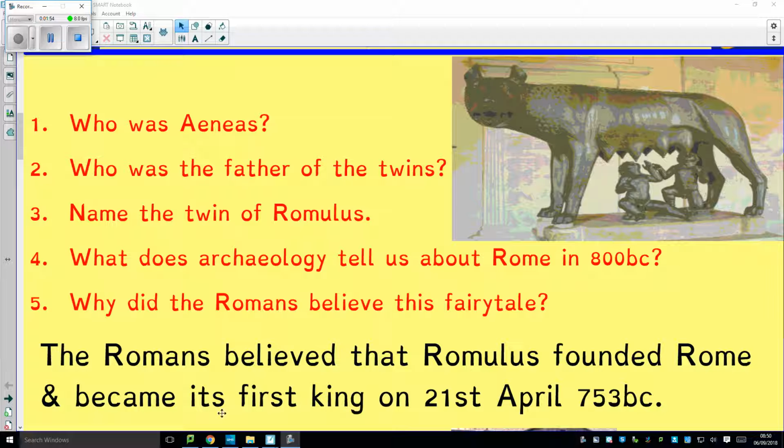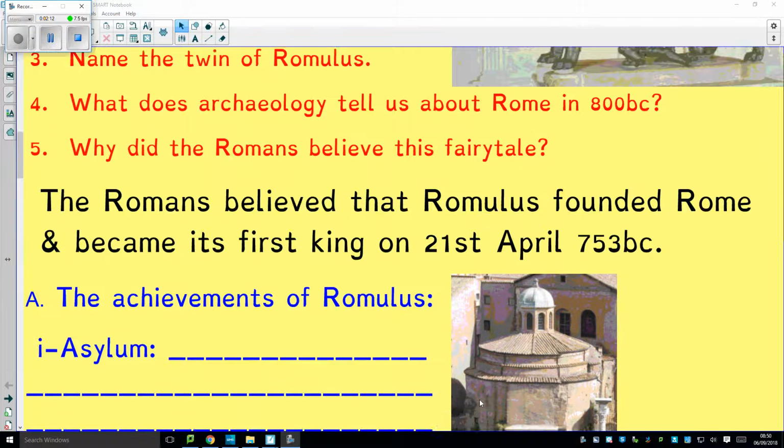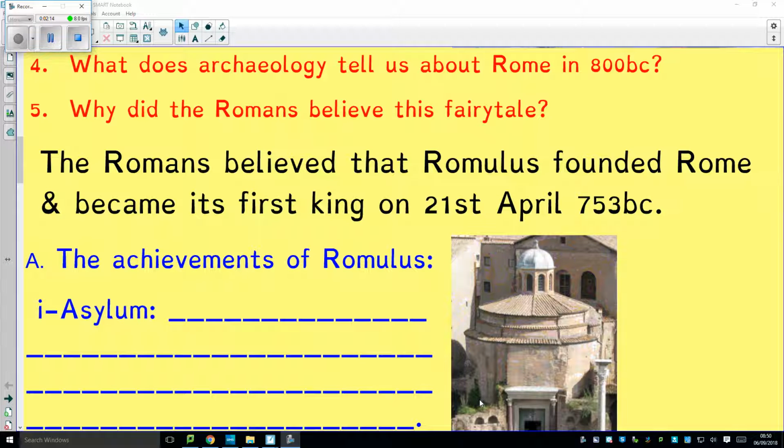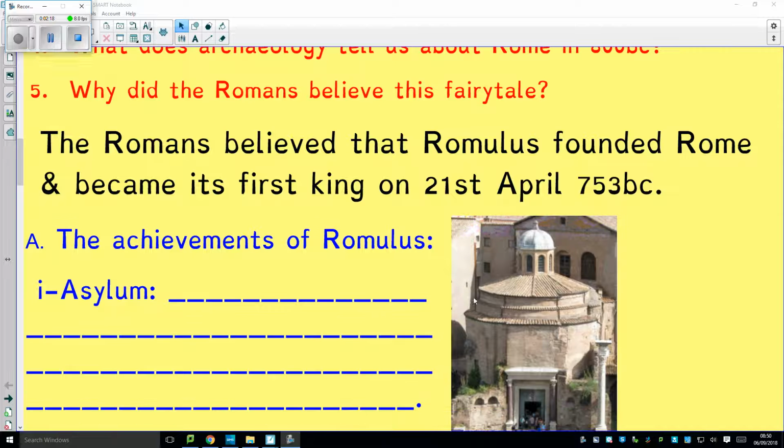Okay. The Romans believed that Romulus founded Rome, killed Remus, founded Rome on the same day, and became its first king on the 21st of April 753 BC. This is not true, but the Romans believed it. So what did he achieve? Number 1, they say Romulus brought in the idea of asylum.